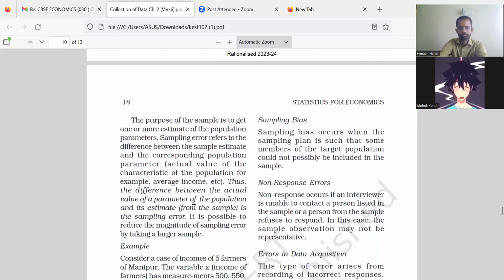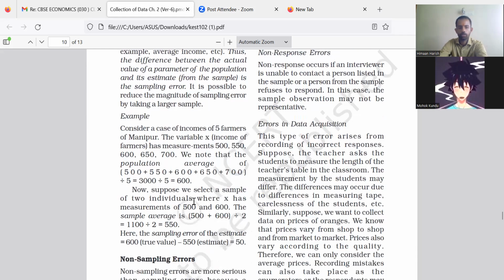So the purpose of the sample is to get one or more estimates of the population parameters. Sampling error refers to the difference between the sample estimate and the corresponding population parameter, the actual value of the characteristic of the population, for example, average income, etc. Thus, the difference between the actual value of a parameter of the population and its estimate from the sample is the sampling error. It is possible to reduce the magnitude of sampling error by taking a larger sample.